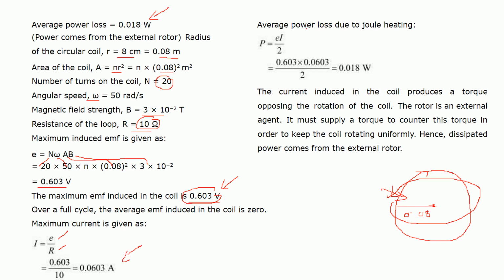Now what will be the average power loss due to joule heating? Power will be V I by 2. So this will be E I by 2. E is induced EMF. E into I by 2. This is the value of power loss. So the current which is induced in the coil produces a torque opposing, or in the other direction to, the rotation of the coil. So the rotation is by an external agent. So it must apply a torque to counter this torque in order to keep the coil rotating uniformly like this. So the dissipated power comes from the external rotor or rotator.